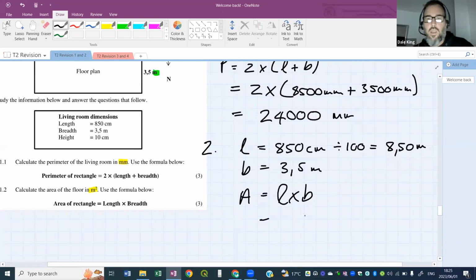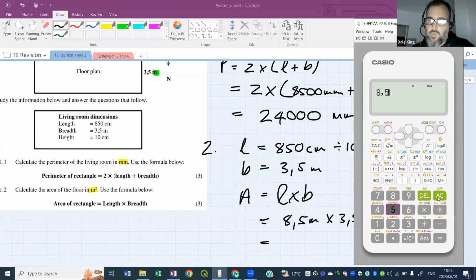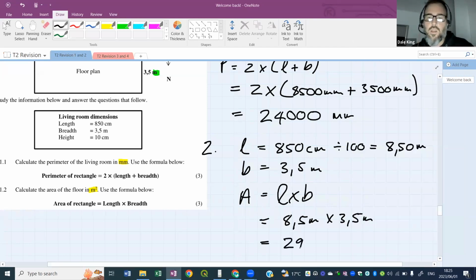There's my formula, length times breadth. I'm going to take my length, 8.5 meters, and I'm writing my units. Always show your units so you know what you are doing. Then I'm going to get my calculator: 8.5 times 3.5. Oh, not 6.5, 3.5. There we go, 29.75. 29.75 meters squared. All right, check your answers and see what you guys are getting. We should all be getting the same one. All right, good.